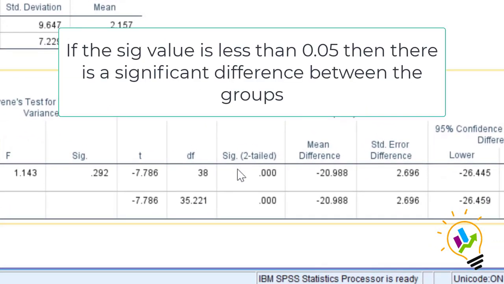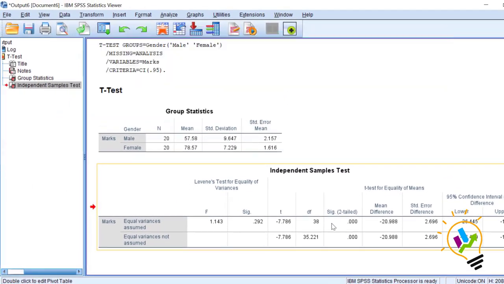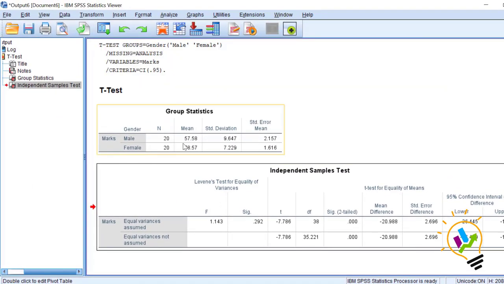Here you can see the significant value. The significant value is 0.000. If the significant value is less than 0.05, then there is a significant difference between male and female. You can see here the male mean is 57.58, female is 78.57. So we can understand easily that there is a difference between male and female.